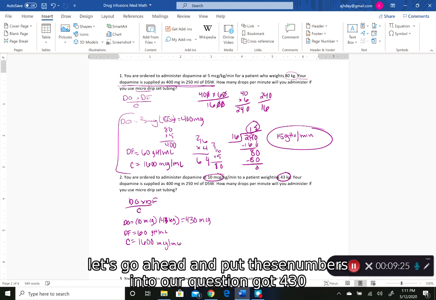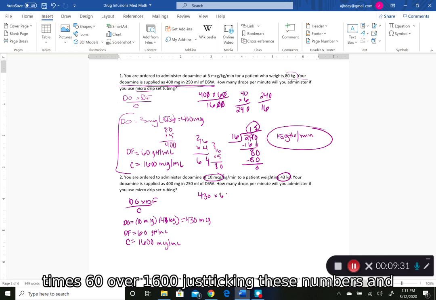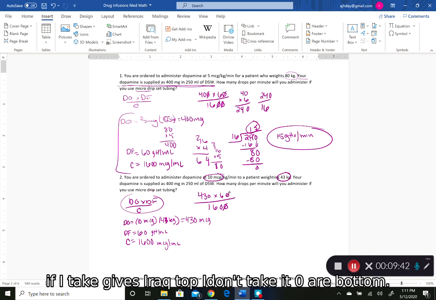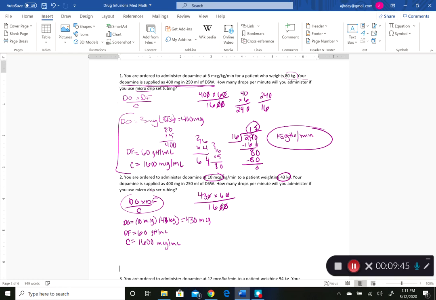So let's go ahead and plug these numbers into our equation. I've got 430 times 60 over 1600. I'm just taking these numbers and putting them in this equation. I have some zeros on the end here, so if I take a 0 off the top, I've got to take a 0 off the bottom. So I have 43 times 6 over 16. So let's just do the 43 times 6. 6 times 3 is 18. 6 times 4 is 24, plus 1 is 25. So I've got 258 over 16.